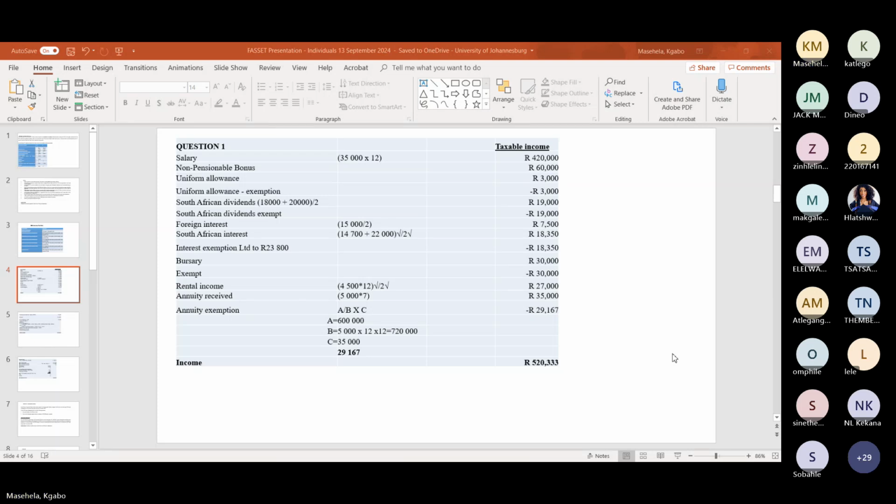And this exemption, of which most of the students find it very difficult to calculate. I don't know why, but if you find it very difficult, please go and revisit this type of exemption and have a look.